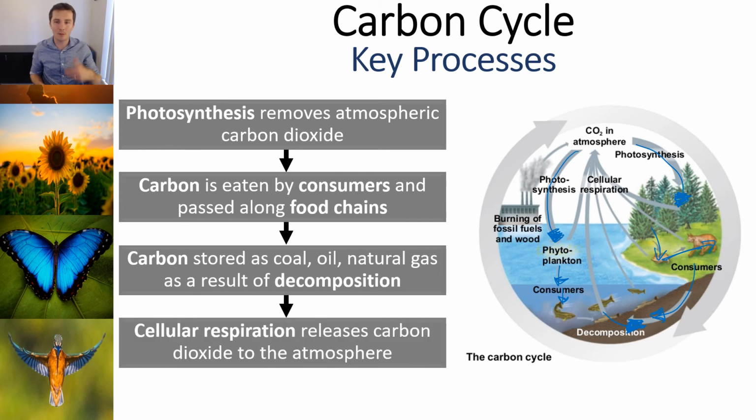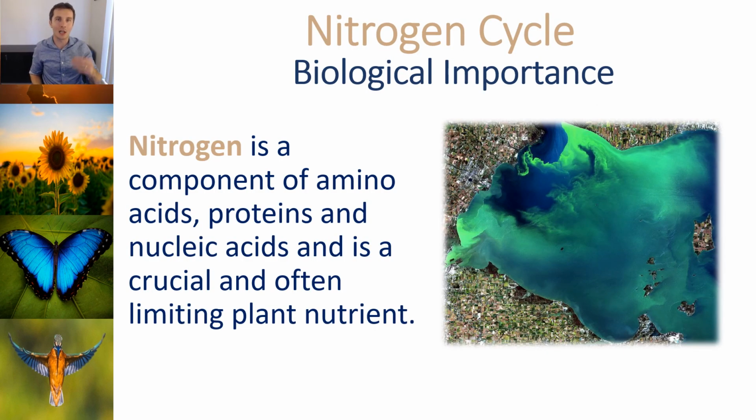Cellular respiration by these living organisms will also return that carbon dioxide to the atmosphere, and once we're back in the atmosphere, that's going to start all over again. We're going to get photosynthesis, we're going to get it passing along the food chain, going to get them decomposing and respiring, so the whole thing starts again. And they're the key bits of that carbon cycle, the main things that you really need to take away and know. And our last thing we're going to focus on is the nitrogen cycle.